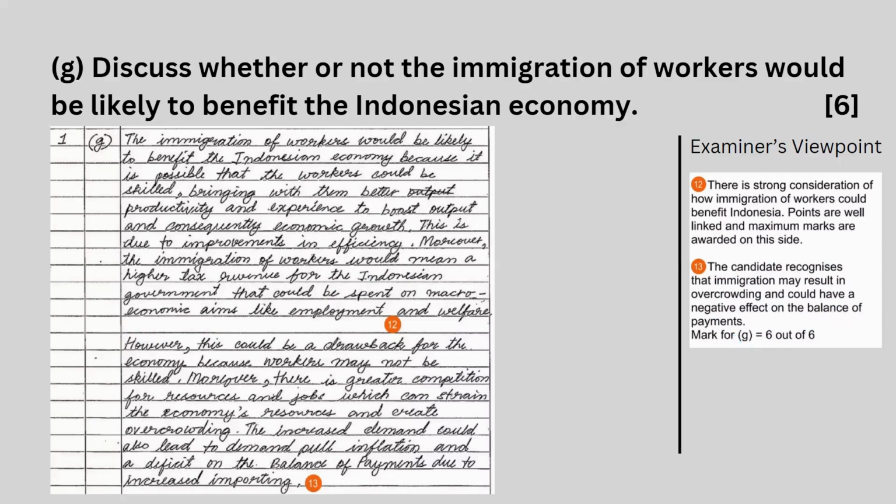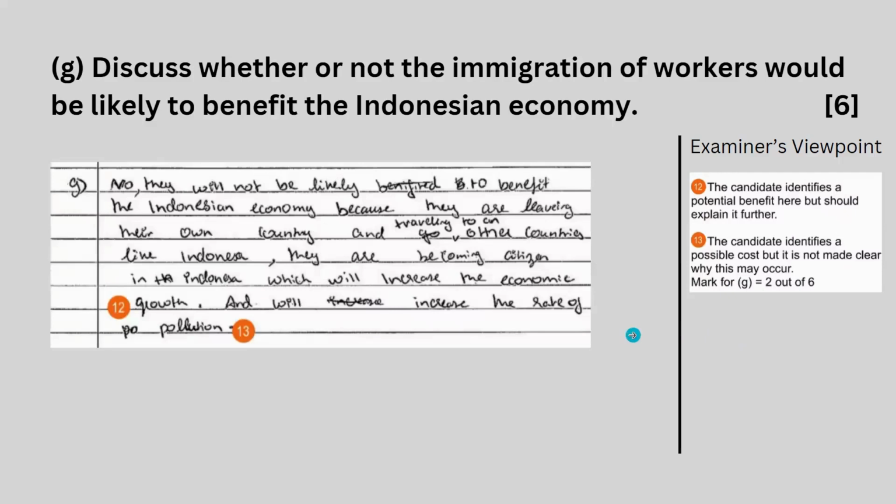Now, let's see how a low marking candidate has got. This candidate has just got 2 out of 6. The candidate has identified potential benefit, but the candidate didn't explain it further. Also, candidate identifies a possible cost, which is a negative point here, but it is not made clear how it may occur. So the candidate has got 2 out of 6. So we can say that 2 marks here are given just for the identification for both of the sides. But since there was no explanation, because of that, this candidate has lost 4 marks.